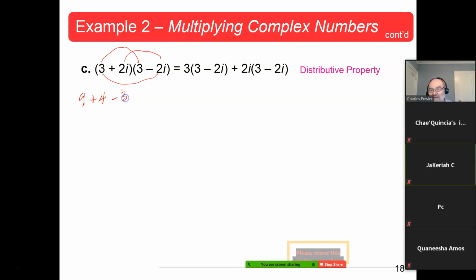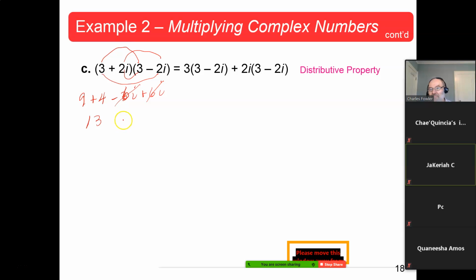Minus 3i, minus 6, I can't multiply, minus 6i, and look at that one, plus 6i. Look at that. This gives you 13 plus 0.